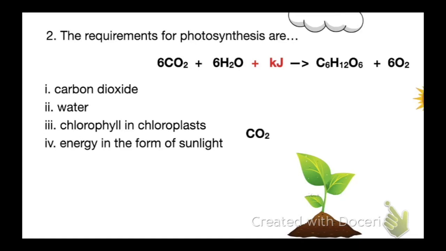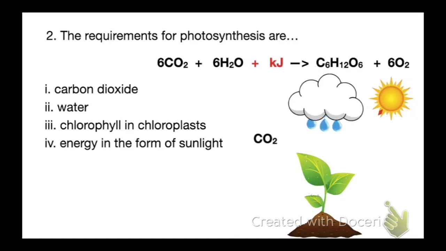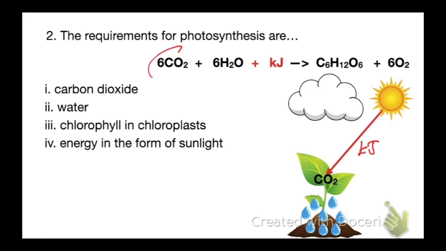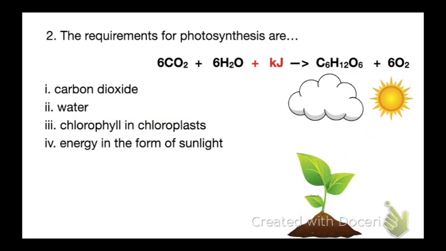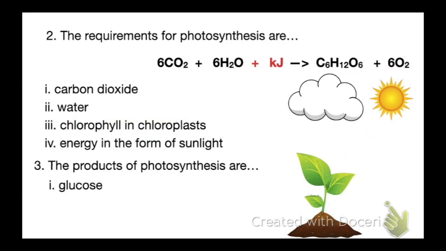So here's what happens in a plant. CO2 and water from the rain that goes into the soil, and sunlight. Here's my kilojoules right here. So I got CO2, I got water, I got energy from the sun that goes into the plant, and then the plant does its work inside here, and it makes this molecule and this molecule. Okay? So it makes glucose and oxygen. So oxygen goes back up into the air and we breathe it, and then the glucose molecule stays in the plant. Okay?